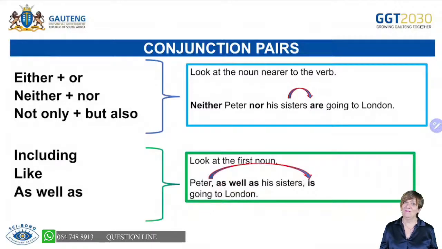The only way for you is to learn these off by heart. Either or, neither nor, not only but also: look at the noun nearer the verb. And then you'll remember all the others are the first noun.